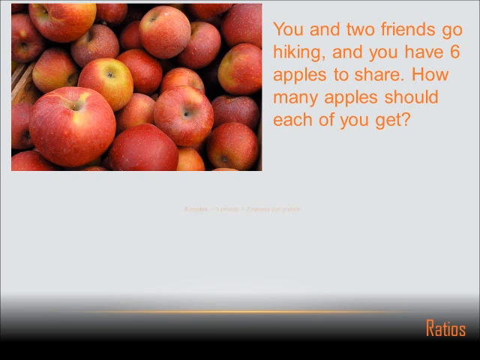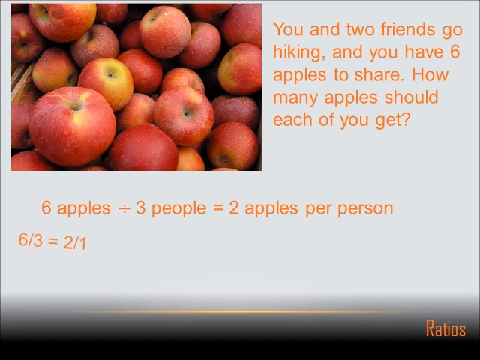I bet you can. You got six apples, and if you divide that by the three people, you're going to get two apples per person. You just divided six over three, and you found that equaled 2 to 1. Two apples per one person. Two apples per person, that's a ratio. Two per one. Six apples per three people. That's a ratio. 6 to 3.